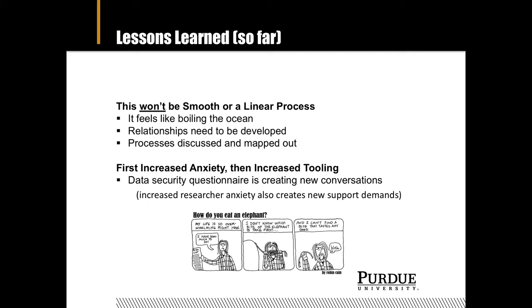First, you're going to see increased anxiety and then increased tooling. Our data security questionnaire, when we go to onboard a project and map it to a security level, has created some interesting conversations. When researchers get a questionnaire about their data, it's a relatively simple thing. We just want them to give us some facts about the data, what it has in it, and any regulations behind it. But this created a surprising amount of anxiety. They see a scary looking security questionnaire, and I think they jump to conclusions about what that may mean to them. So we're talking among ourselves about how to make a data security questionnaire in a way that's not scary but still gets the information that we need.